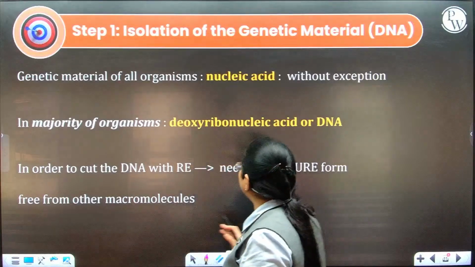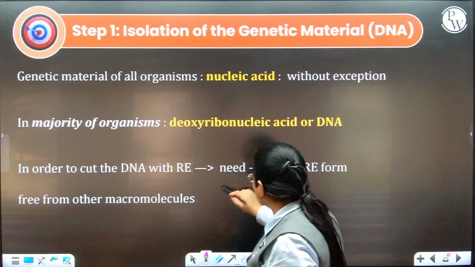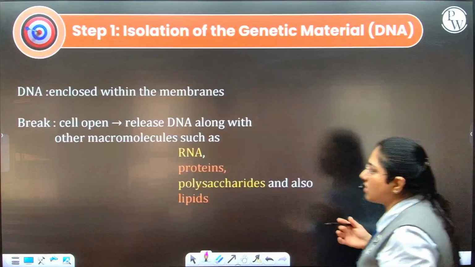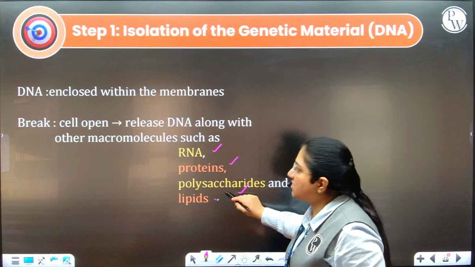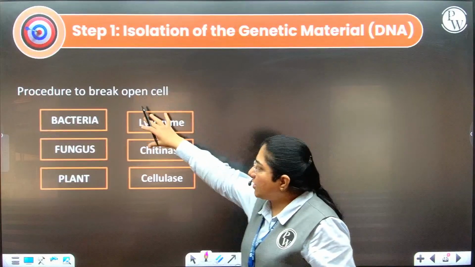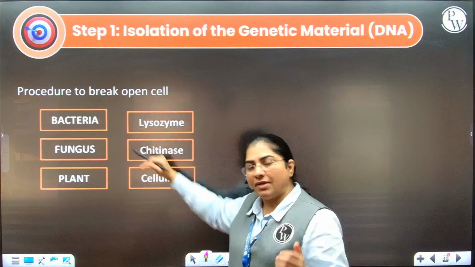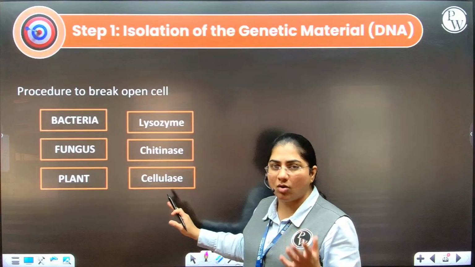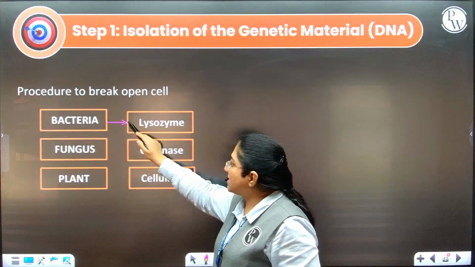So what we are going to do is have all these broken so that we have our DNA in the pure form, pure from other impurities such as macromolecules, which are RNA, proteins, polysaccharides, lipids, etc. So we are going to first break open the cell to reach the nucleus. Now depending upon what cell we are using for our gene of interest, we will use enzymes accordingly. So if we are using bacteria, the enzyme that we will use is lysozyme.